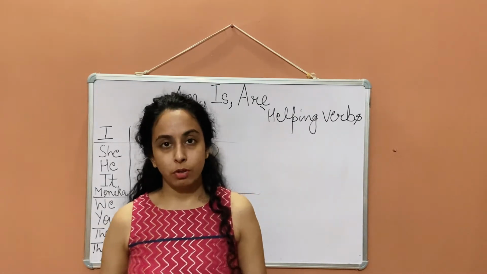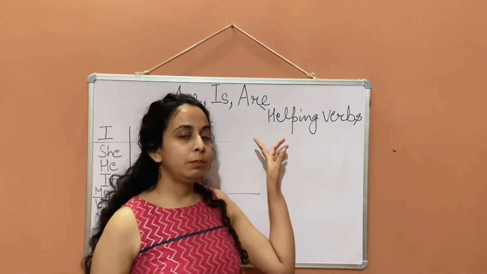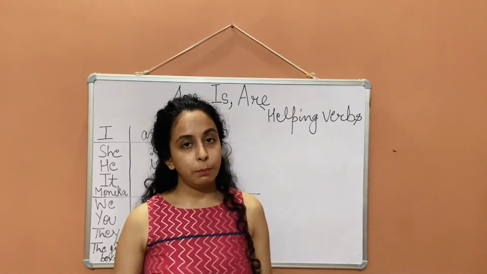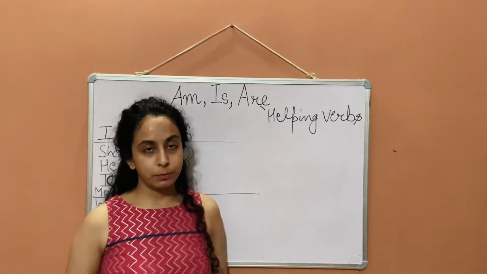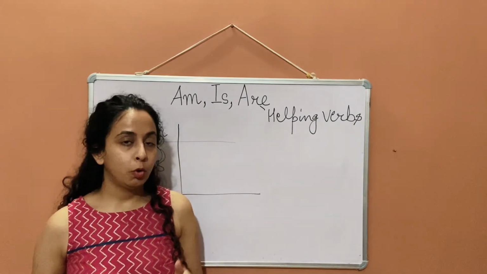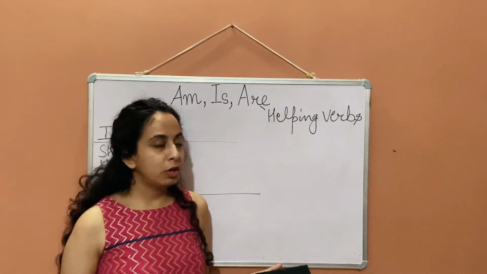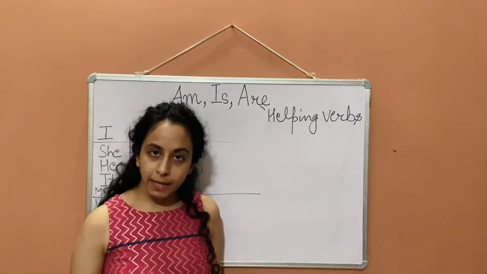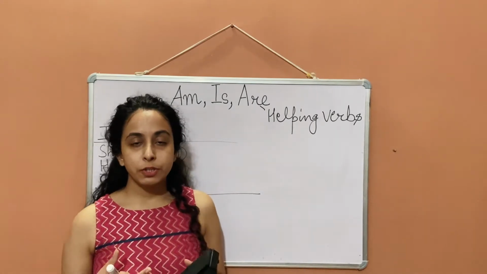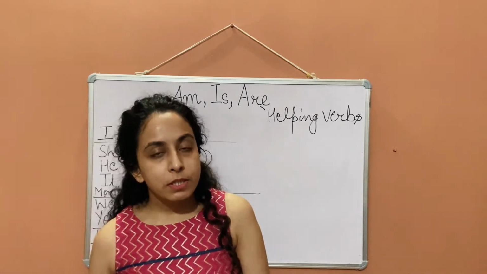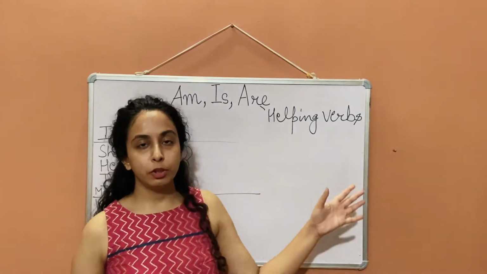Helping verbs are also called auxiliary verbs, but in this video we'll be using the term helping verbs. Now helping verbs are is, am, are. These are called helping verbs. Now the question is why? Why are they called helping verbs? They are called helping verbs because they help. They simply help to frame a sentence, and they also tell us what a person, place, animal is. Fine. So that is what helping verbs do.